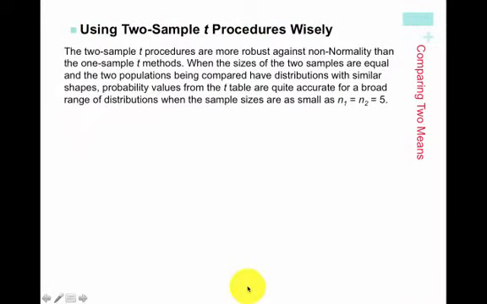Whew! Okay, so let's talk about how we need to be careful using our two-sample t procedures. Two-sample procedures ideally come from samples that are the same size and similar shapes. And when that's the case, the probability values from our t-table are quite accurate for a broad range of distributions, even when sample sizes are as small as 5.